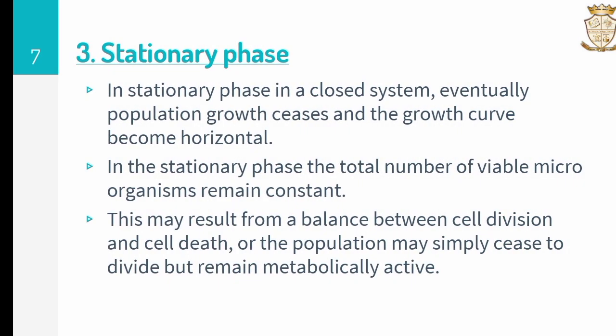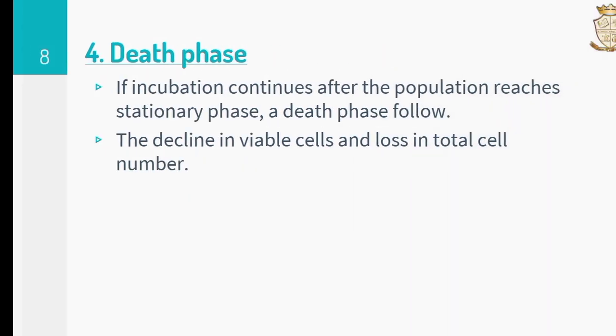Third one is the stationary phase. In a closed system, eventually population growth ceases and the growth curve becomes horizontal. In the stationary phase, the total number of viable microorganisms remains constant. This may result from a balance between cell division and cell death, or the population may simply cease to divide, but they remain metabolically active. The microbial population enters the stationary phase because of limitation in nutrients, limitation in oxygen availability, and accumulation of toxic waste products.